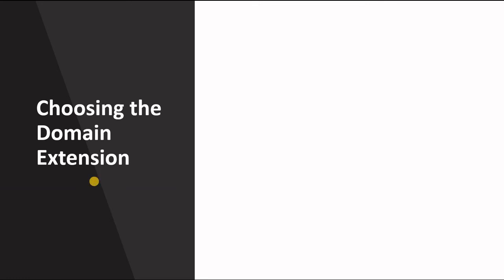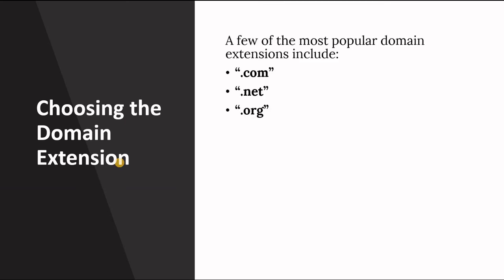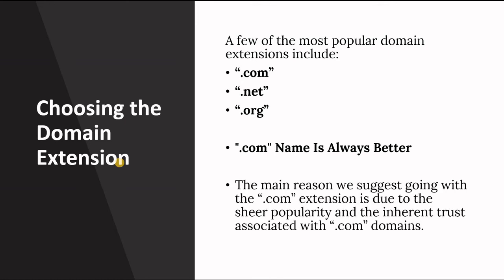So now that we know how to choose the brand name or the keyword based website name, the next step would be to finalize the domain extension. As we have already discussed, the website name and the domain extension come together to form the complete domain name. So let's look at a few of the popular domain extensions that are available. Some of the most popular ones include .com, .net, .org, etc. And of these, it's always best to choose the .com name.